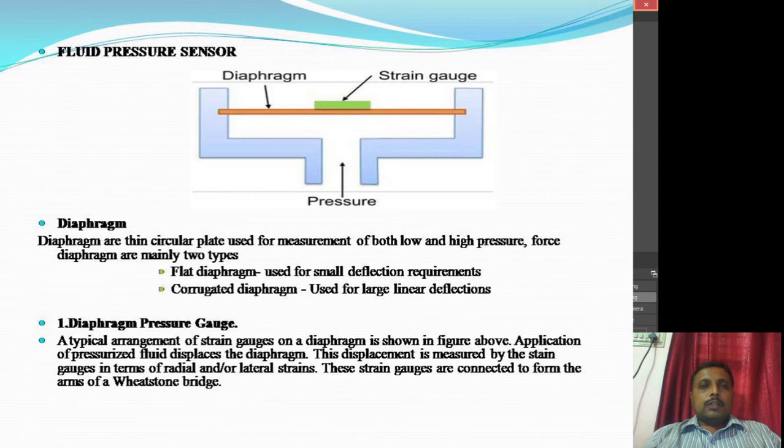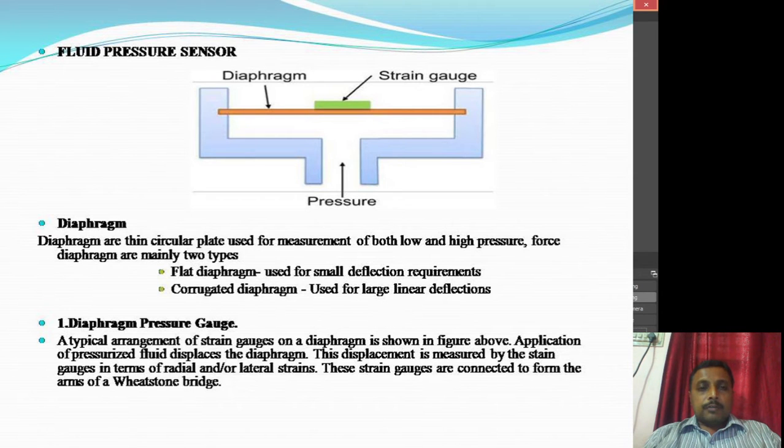Next, we move on to the fluid pressure sensor. The fluid pressure sensor is of the diaphragm type. A diaphragm is nothing but a thin circular plate which is used for measurement of both low as well as high pressure. There are two types of diaphragms: flat plate diaphragms and corrugated diaphragms. Flat plates are used only for small deflection measurements, whereas corrugated diaphragms are used for large linear deflections.